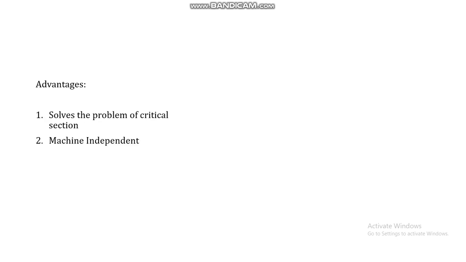Next, we will go over the advantages and the disadvantages of semaphores. The main advantage of a semaphore is that it solves the problem of critical section. It's implemented in the machine-independent code of the microkernel. And lastly, it allows more than one thread to access the critical section as required, as we have seen in the case of counting semaphores.